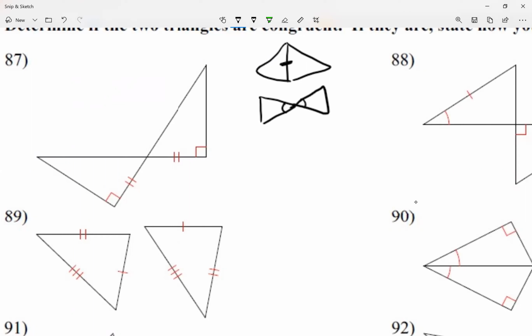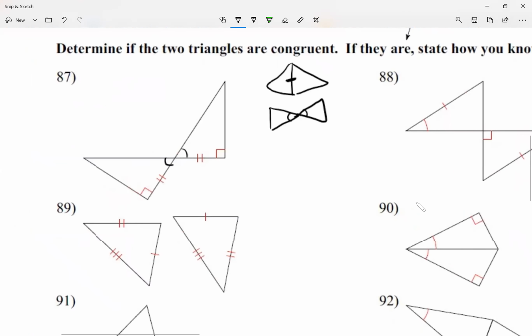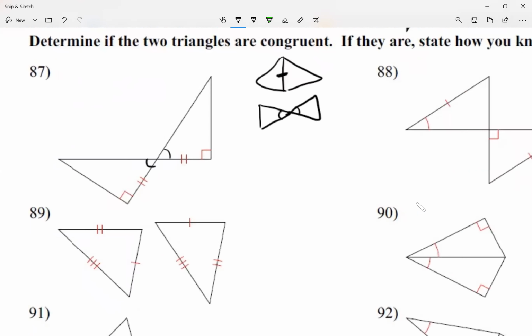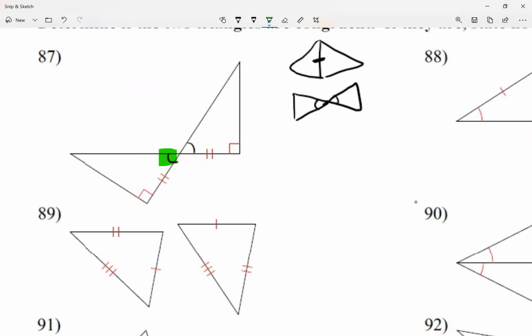So having that said, looking at number 87, I can mark these two angles because of the vertical angle theorem. Now here, I gotta see if they are congruent. If they are, state how you know. So I'm gonna take a look at one triangle. I'm looking at what is marked, right? Two sides or two angles. I see in this case, two angles. You guys can see one angle, second angle.